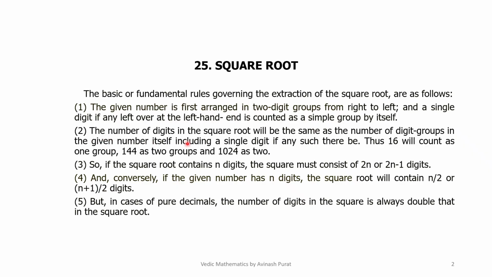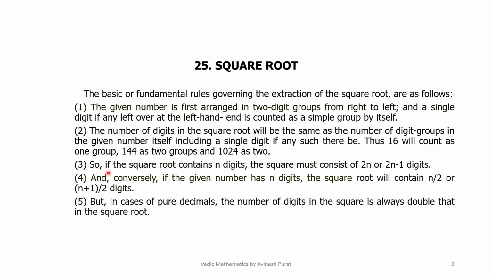Second, the number of digits in the square root will be the same as the number of digit groups in the given number itself, including a single digit if any. Thus, 16 will count as one group, 144 as two groups, and 1024 as two groups.